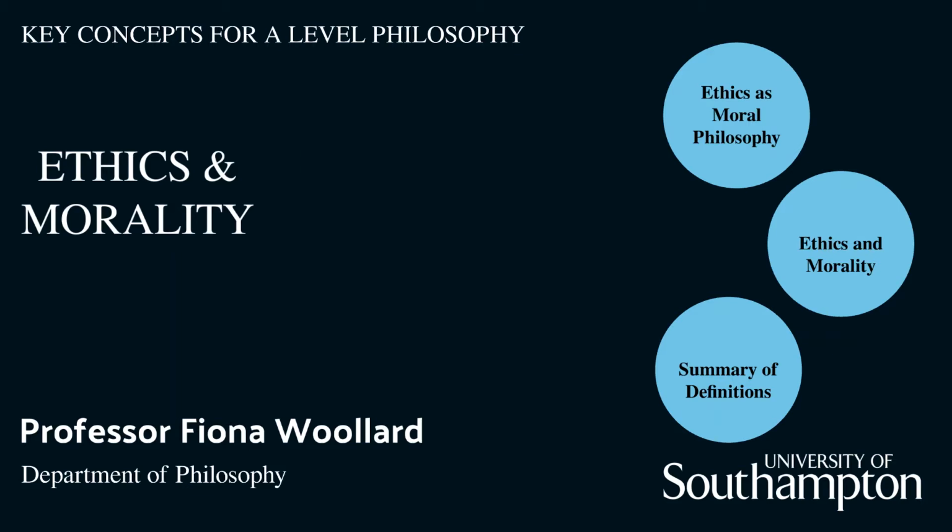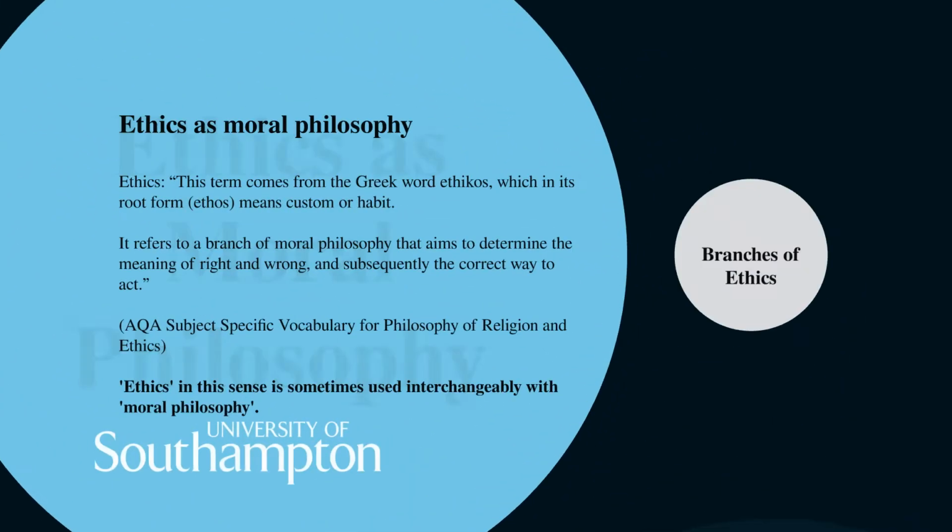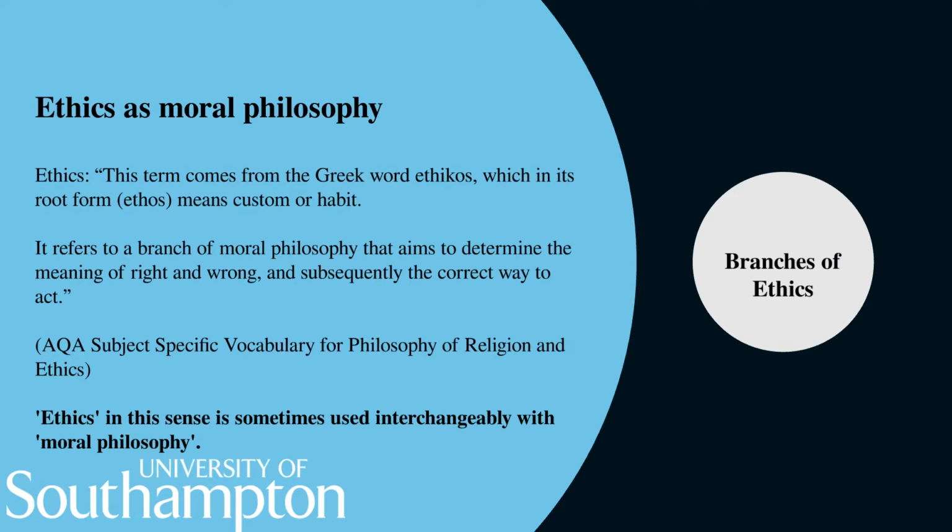So, I want to start by looking at the way in which the AQA subject-specific vocabulary for philosophy of religion and ethics defines ethics. They say ethics is a term that comes from the Greek word ethikos, which in its root form ethos means custom or habit. It refers to a branch of moral philosophy that aims to determine the meaning of right and wrong and subsequently the correct way to act. So, on this way of understanding ethics, it's a branch of moral philosophy. In fact, I quite often hear ethics used just interchangeably with moral philosophy.